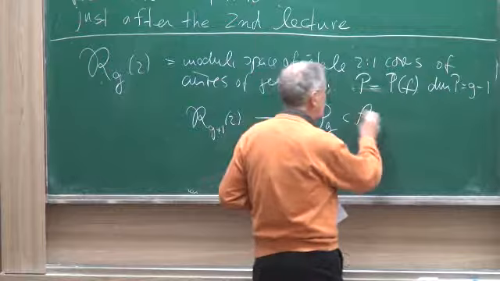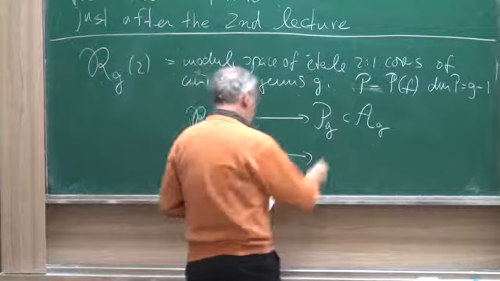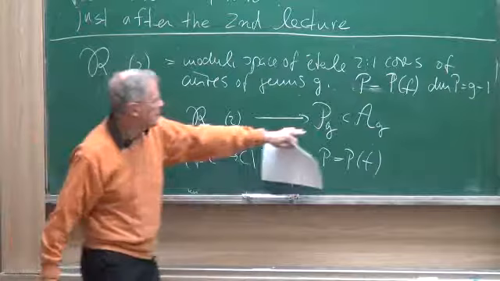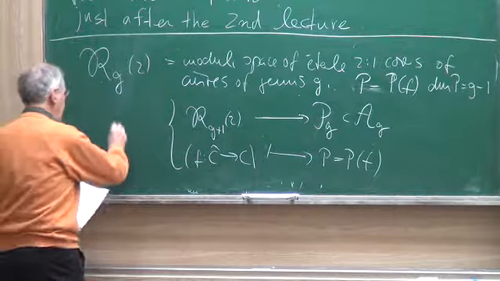So we get a map into the moduli space of principally polarized abelian varieties of dimension g, namely by just associating to such a double cover the Prym variety. Right? So this again is a locally closed subset. We call this the Prym map.